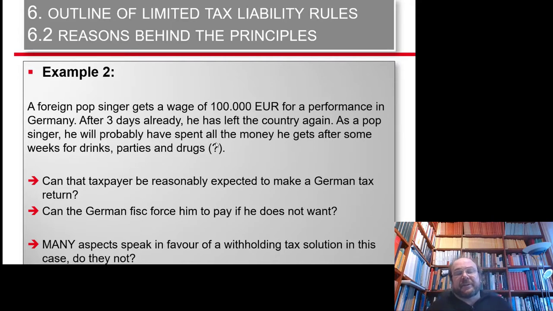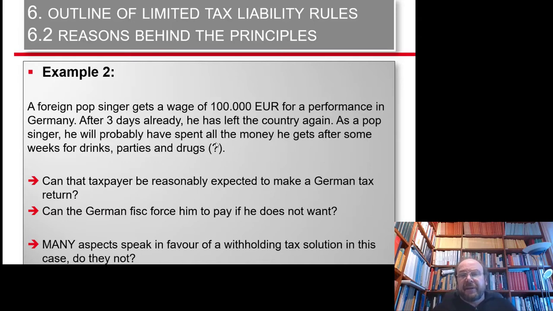You have a pop singer getting a wage of 100,000 euro for a performance in Germany. After 3 days already, the pop singer has gone away again. And as he is a pop singer, there is a certain probability that after some time he will have spent all the money for drinks, parties, and drugs and such stuff. Or lost it in the stock exchange, which is rather the modern way of ruining oneself.